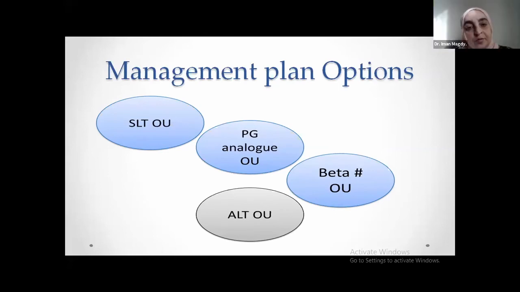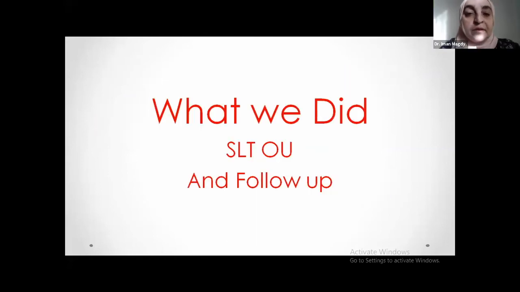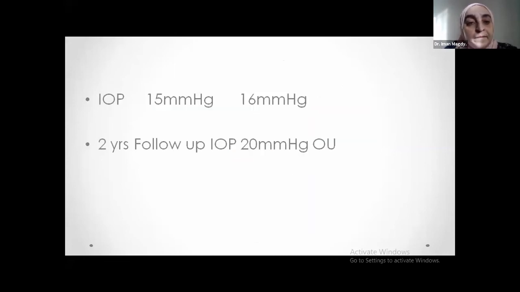Okay, that's what we actually did. The patient, we did the selective laser trabeculoplasty for both eyes, and the patient was followed up. After SLT, the intraocular pressure decreased to 15 millimeters of mercury in the right and 16 millimeters of mercury in the left eye. We followed the patients for 2 years and she was controlled.